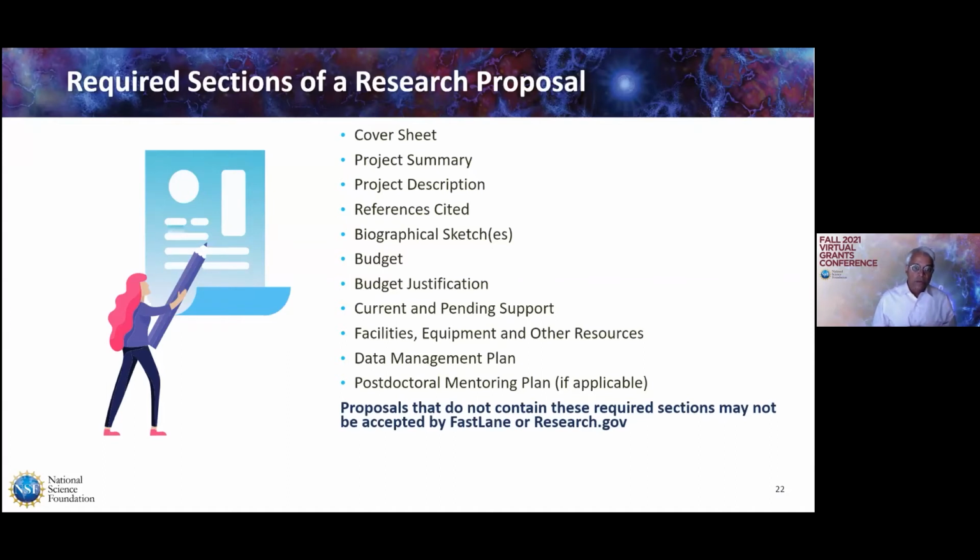But one note that I wanted to make here is that if a proposal doesn't contain all these required sections, the FastLane submission system or the research.gov submission system that you're using may not accept your proposal. And one plug, if I can make, is that the research.gov system is getting really good at providing early feedback to you as proposers and submitters about whether or not a proposal has all the complete sections and where there may be things missing and so on.